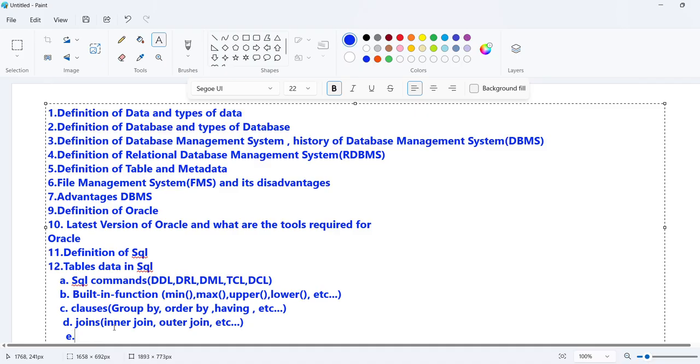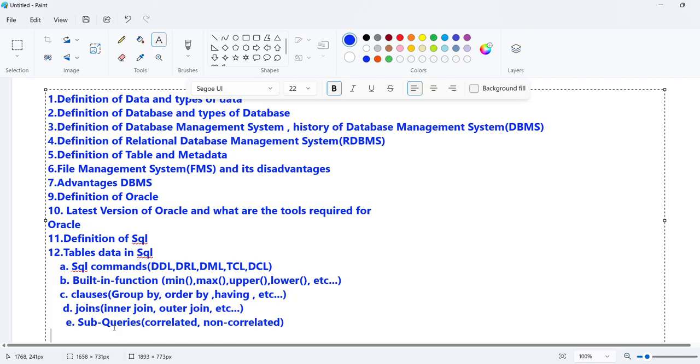Then we'll discuss subqueries in SQL. The subqueries topic contains some important concepts, that are correlated subquery and non-correlated subquery.